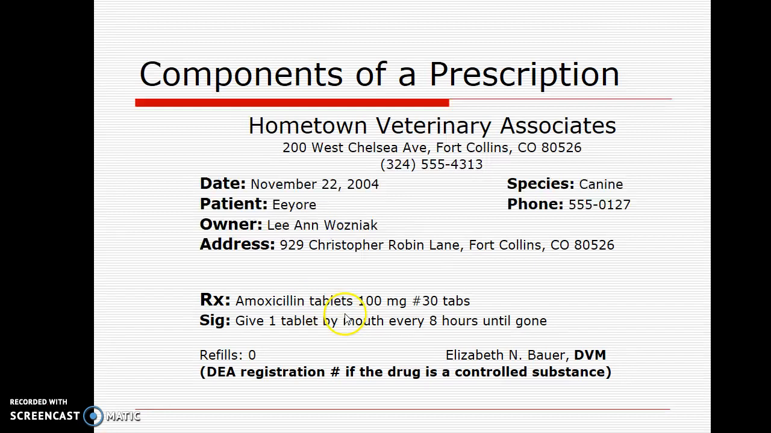This is the dosage form, tablets. This is the amount of drug in each tablet, 100 milligrams. And again, this is our hashtag, meaning this is the number of tablets, so 30 tablets. And then this is the instructions for giving the drug. Give 1 tablet by mouth every 8 hours until gone. The number of refills. Certain drugs that are controlled substances cannot be refilled. They have to have a new prescription written every time there is a refill. And then the signature, and it can be electronic, of the veterinarian.